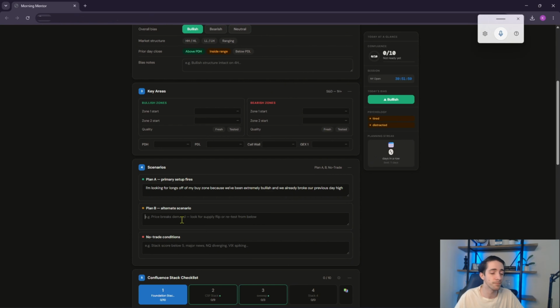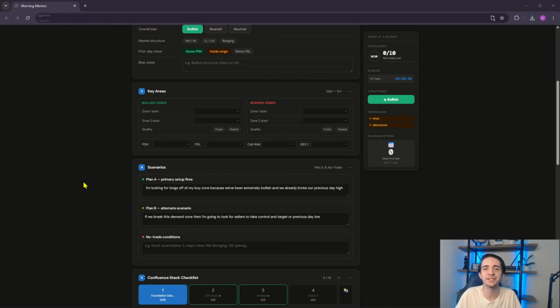You come over to plan B. If we break this demand zone, then I'm going to look for sellers to take control and target our previous day low. What you're doing at this point, guys, is it might not feel like much, but you're actually giving yourself an advantage to be patient when the market is moving.